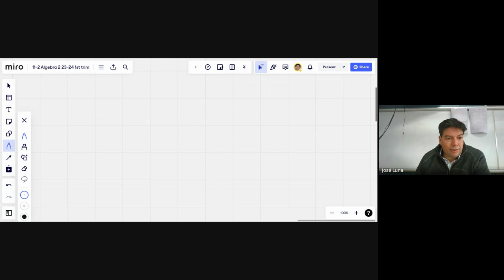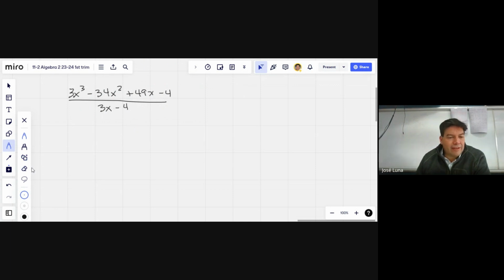Let's say we are going to divide 3x cubed minus 34x squared plus 49x minus 4 divided by 3x minus 4.